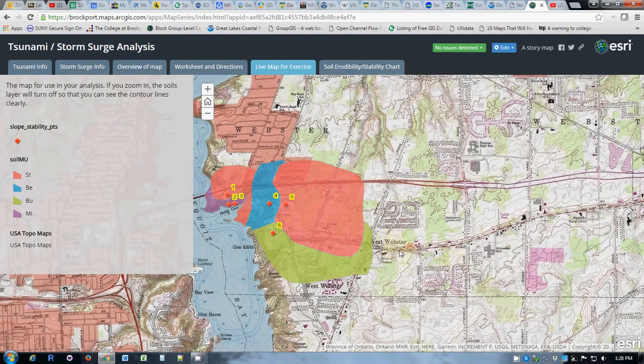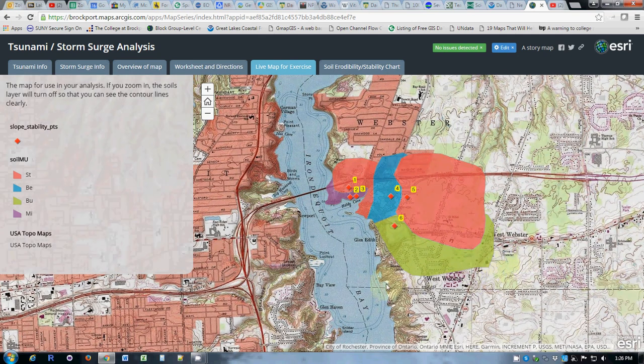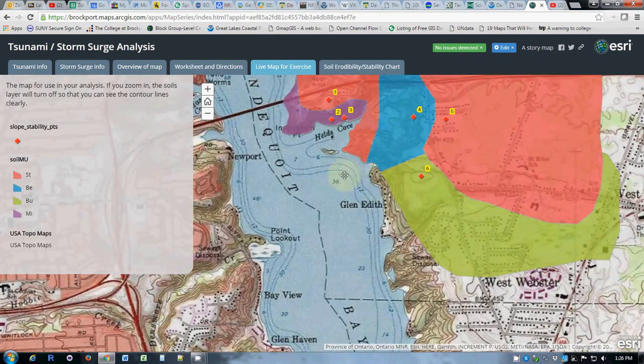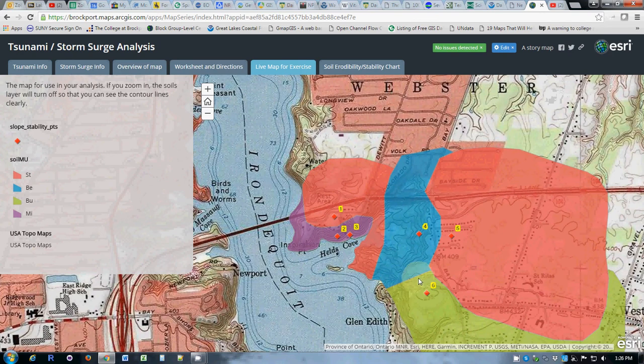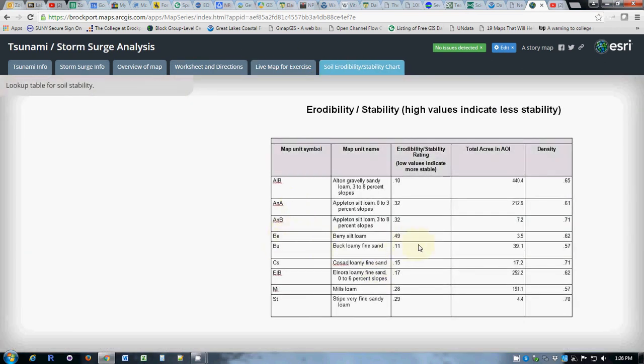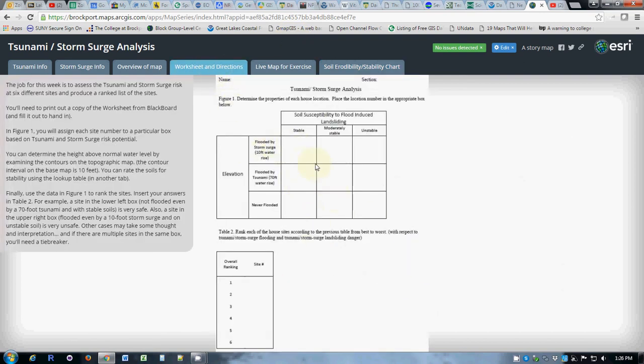Here's the live map for the exercise. If we were to assess a certain point, we can see clearly that point number 4 is in the blue, which is a BE soil, which allows us to go back over to here and see that that is an unstable soil. So on the worksheet, site 4 would be an unstable soil in one of these locations, or one of these boxes.